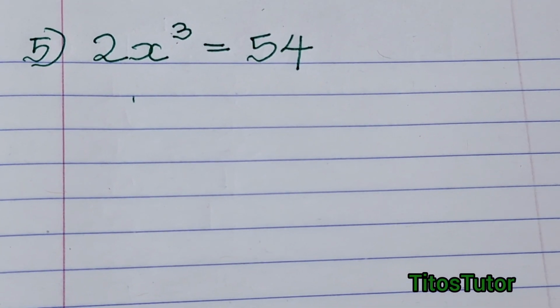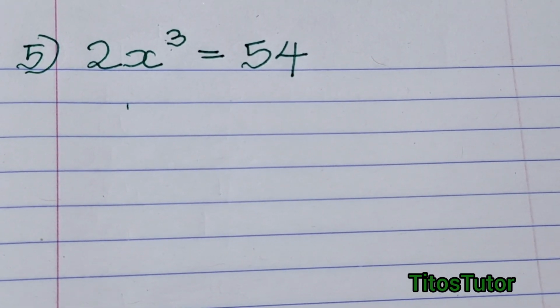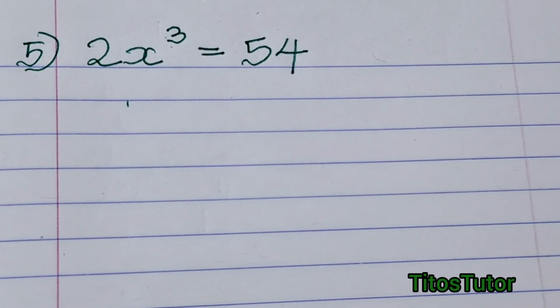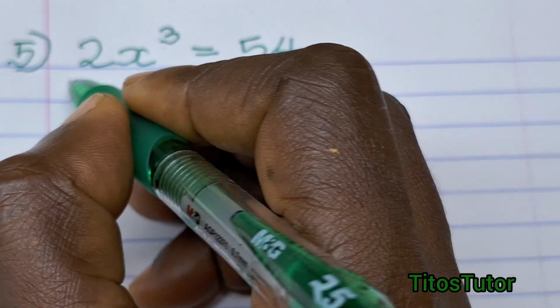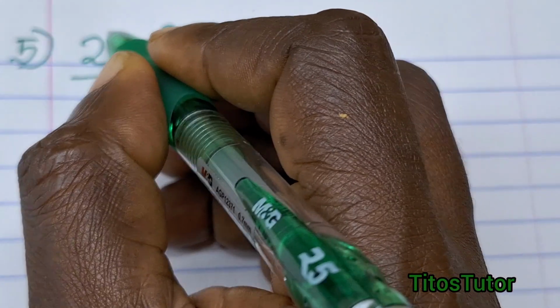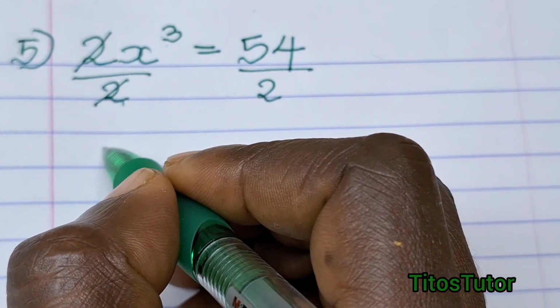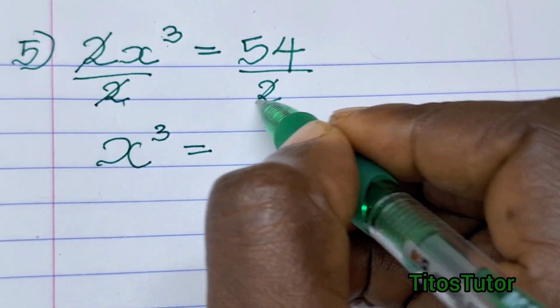Here's our question number 5. It says 2x cubed is equal to 54. First thing, I have to get rid of this 2. So I'm going to multiply through by 2, multiply through by 2. So this 2 can cancel this 2. I have x raised to the power of 3 is equal to 2 here, 1.